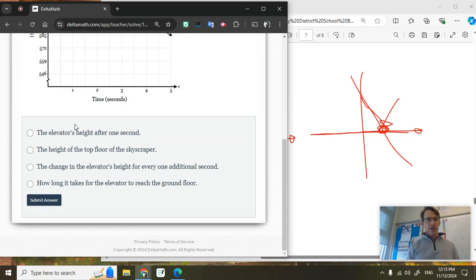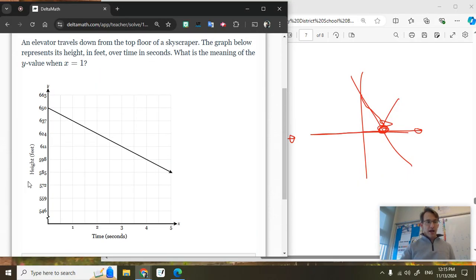So that tells us the elevator's height after 1 second. It's just reading that point. What does that point mean? After 1 second, we've come down to a height of 637. That's all.